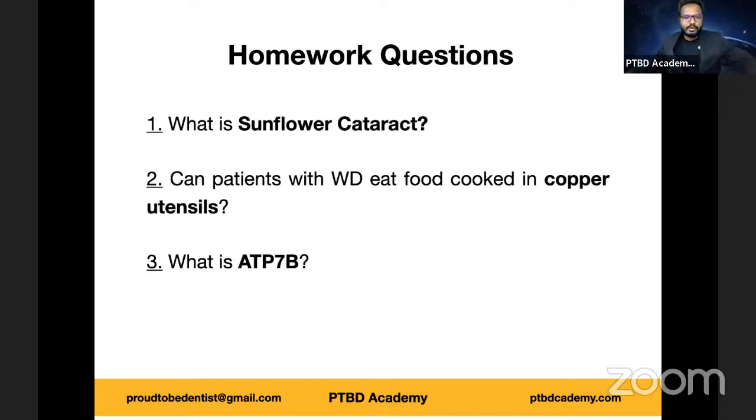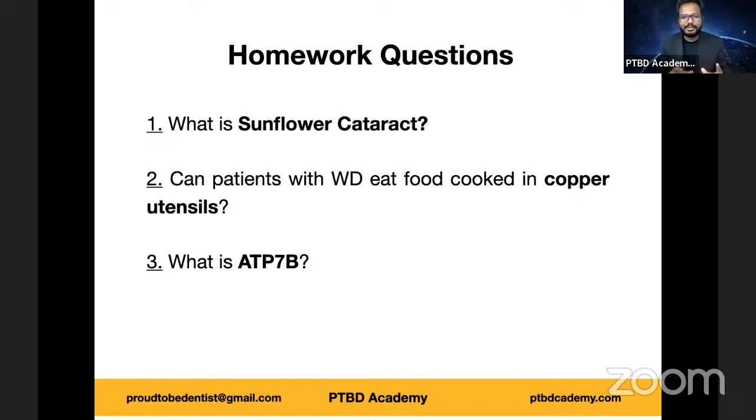So you have the following homework questions. I've been dying to utter these words, but because these are incorporated in homework questions, I couldn't utter them previously in the context of explaining things. But here you go. First and foremost, what is sunflower cataract? Does it appear in the shape of a sunflower? Do find out. And second question, can patients with Wilson's disease eat food which is cooked in copper utensils? Now they were talking about copper bottles. We're talking about copper utensils.